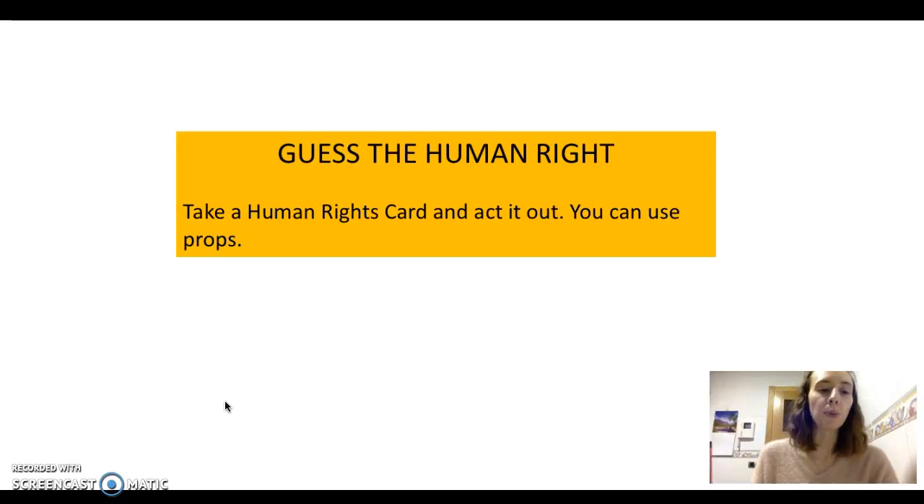Here, students will be given a card of one of the decrees, where they must act it out in their group using props if they wish. The only thing is that they cannot speak, for the other groups to guess which human rights they are performing. And they will obviously have the adapted version of the Universal Declaration of Human Rights.